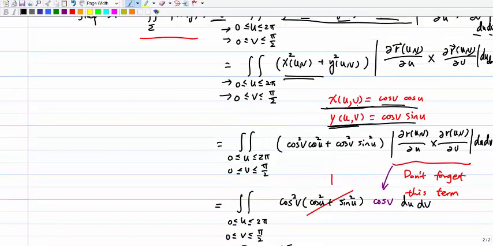Then I do the computation. If you replace x(u,v) by cosine v cosine u, and y(u,v) by cosine v sine u, now you just do the squared, right? That's squared. The squared, squared. Don't forget this term. We have one more term.